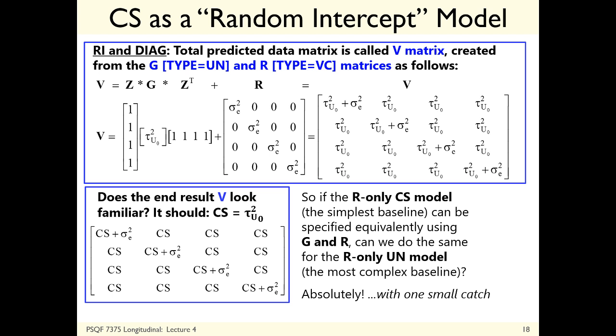Z transpose, turn it on its side. If you work through the multiplication of this, it becomes a 4 by 4. We can then directly add, in the matrix algebra sense, the expected variance at each occasion due to level 1 residual, and you end up back at compound symmetry.